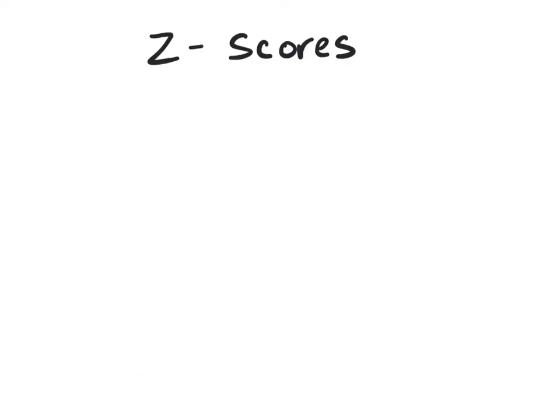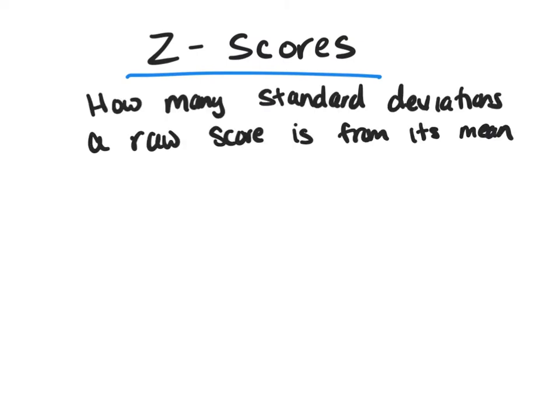To simplify this and use means and standard deviations to make comparisons, statisticians oftentimes compute something called a z-score. A z-score tells us how many standard deviations each raw score is away from its mean. Suppose I had a data set where the mean score was 60 and the standard deviation was 10.